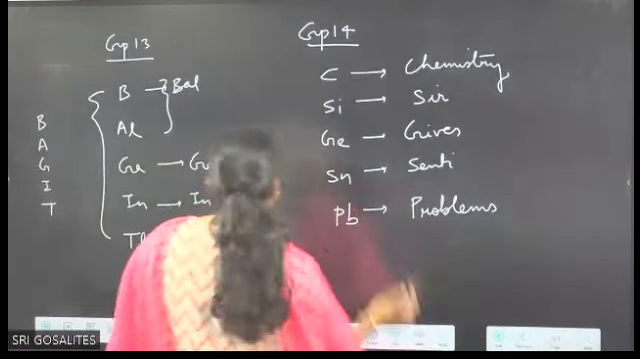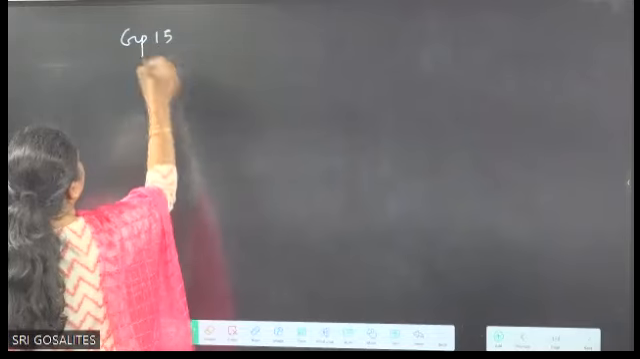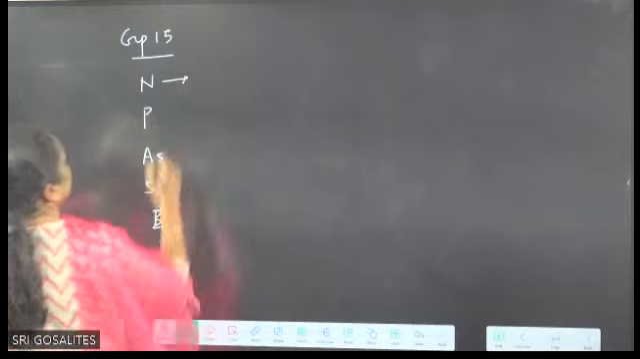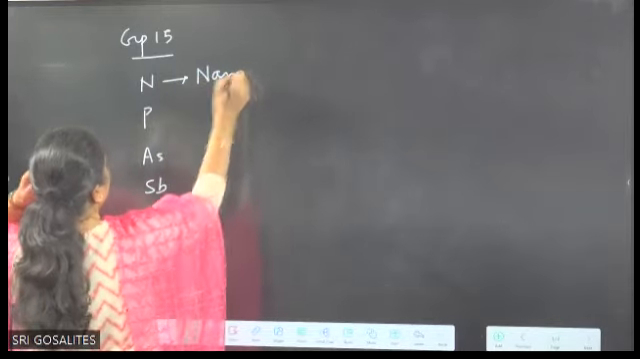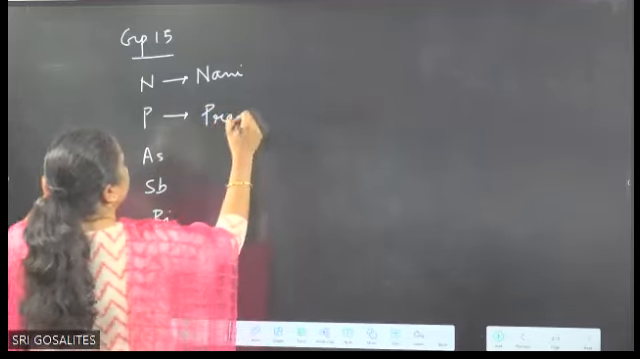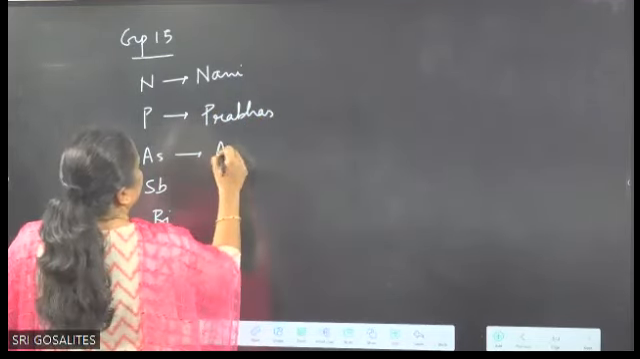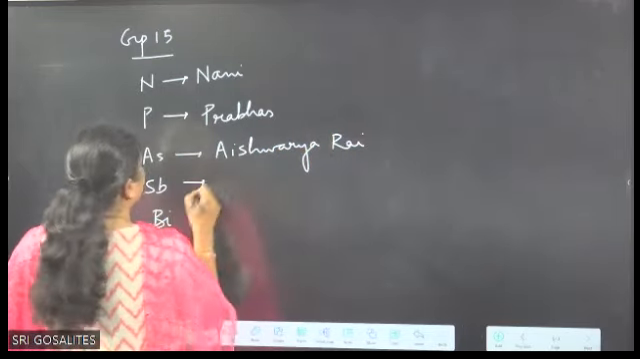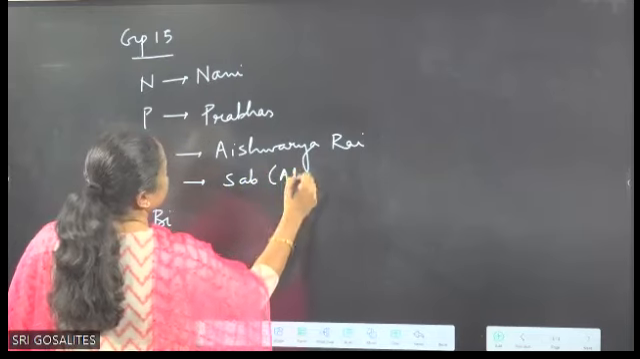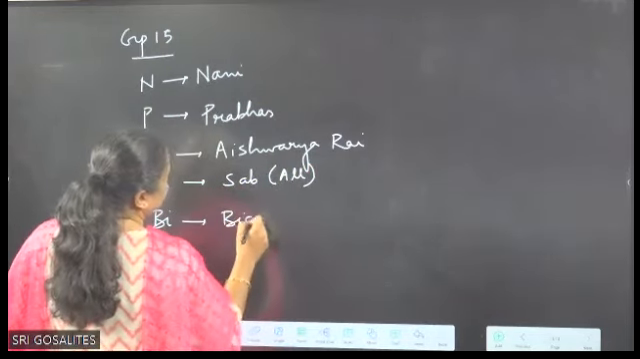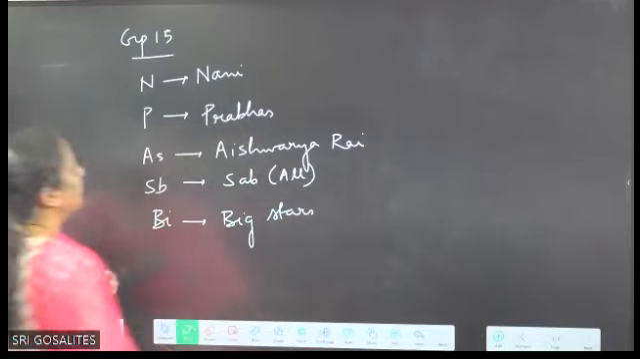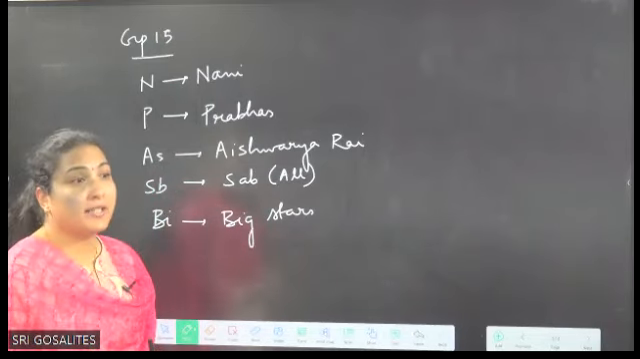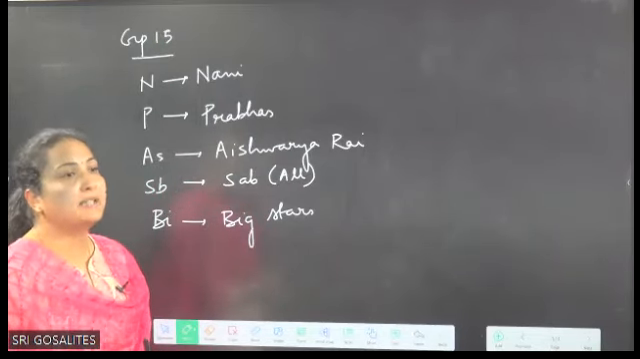Right. Now, next is group 15. So this is Nani, you already know. Start from here: Prabhas, Aishwarya Rai, all of you know. Sub means all. Sub is a Hindi word which means all. Big stars. Nani and Prabhas, I need not tell you because you already know. And Aishwarya Rai, As, A stands for that. And all, big star, bismuth.